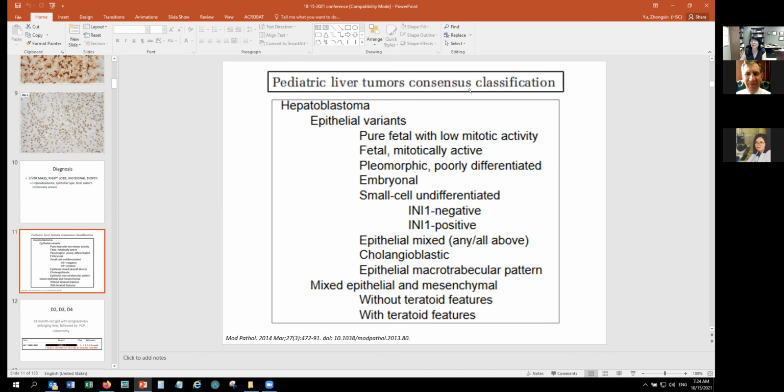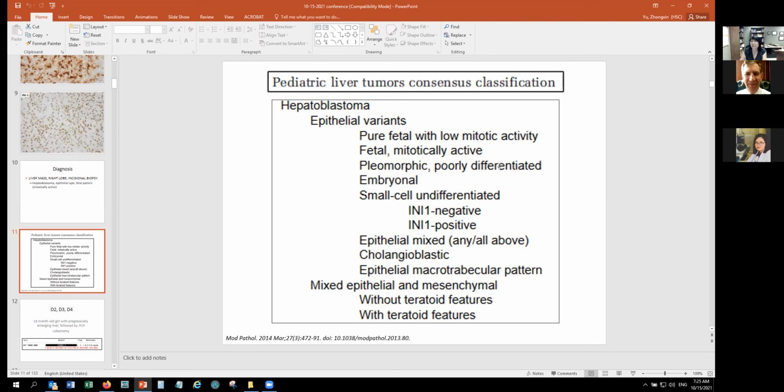This is the consensus classification by COG, Children's Oncology Group, and also adapted by the CAP tumor checklist. Basically, hepatoblastoma has two types: epithelial type, and mixed epithelial and mesenchymal components. In the epithelial type, you have pure fetal with low mitotic activity, that's less than 2 mitoses per 10 high power field. And there's a fetal type with mitotically active, like the case we just saw.